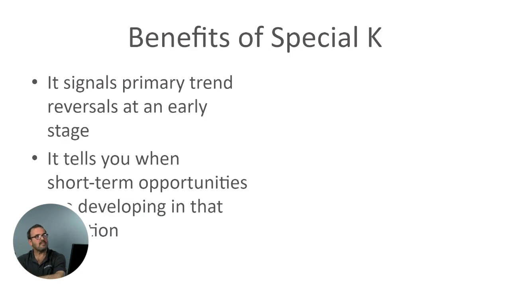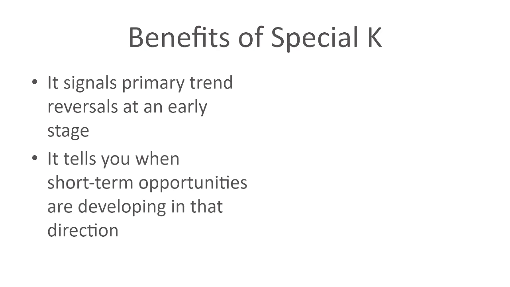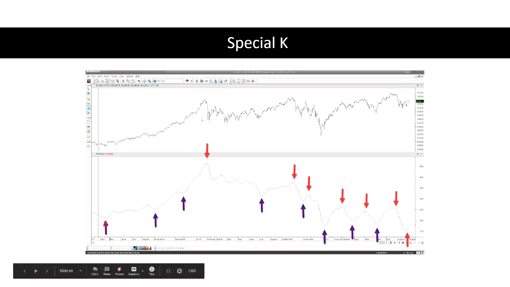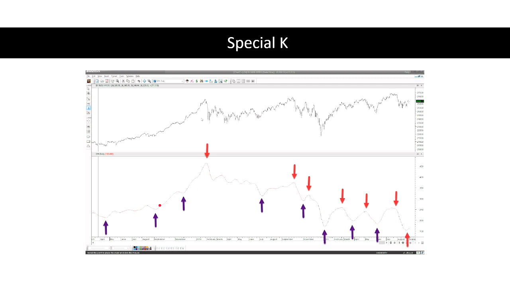It signals primary trend reversals at an earlier stage, as I just mentioned, and it tells you when short-term opportunities are developing in that same direction. Now I'll show you. So this is the Special K, and as you can see, anytime there's a dip, an undulation, not unlike a rubber band going down and snapping back up, it's showing some support, and it's saying that might be a buy opportunity. And as you can see here, it doesn't do a bad job of showing you that there's a buy opportunity, or in this case, a short opportunity or sell. And it does that all along.